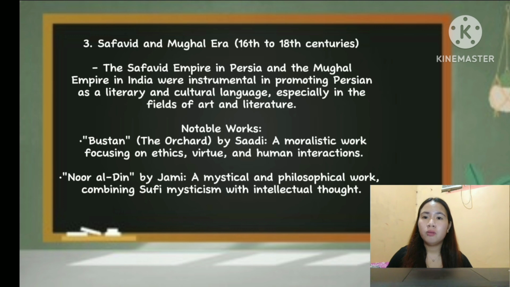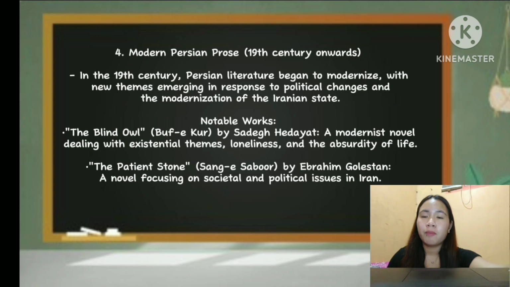So, the notable works of these periods are Bustan or the Orchard by Saadi. It is a moralistic work focusing on ethics, virtue, and human interactions. Next we have Nur al-Din by Jami, a mystical and philosophical work combining Sufi mysticism and intellectual thoughts. And the fourth period will be the modern Persian prose.